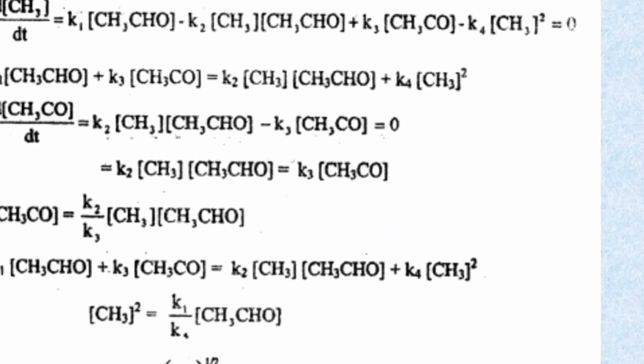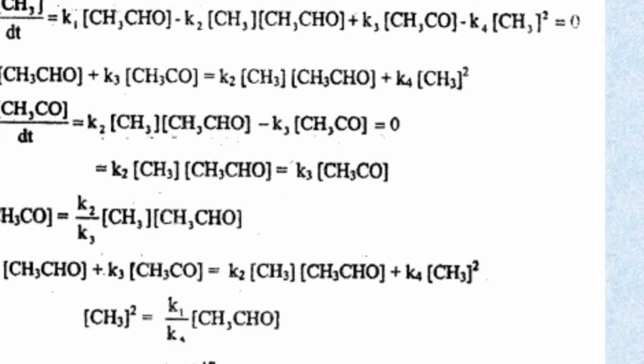From the above equation we get k1[CH3CHO] + k3[CH3CO] = k2[CH3][CH3CHO] + k4[CH3]^2. Now let us apply the steady state approximation for the CH3CO radical.